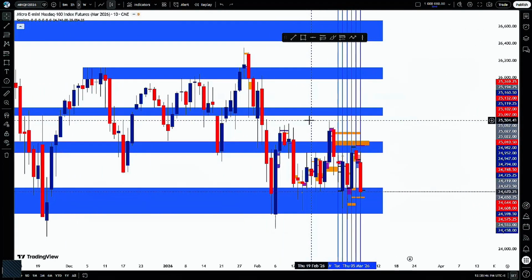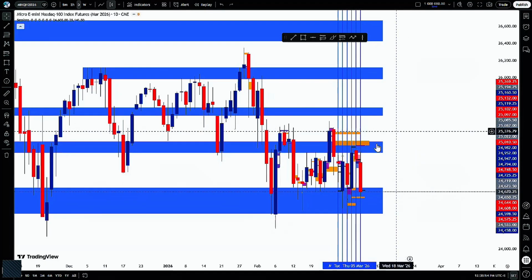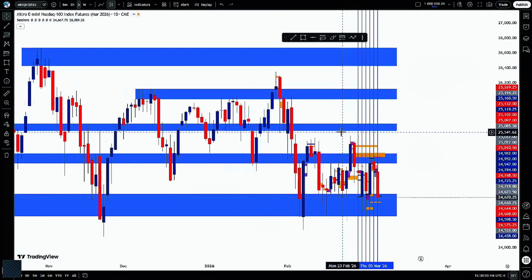Today is March 9 or March 8th. March 8th or March 9, I don't even remember the days. But we are on our favorite pair, and it's now 12:35 here in Jamaica as I'm doing this breakdown. And you see me first on my daily chart.